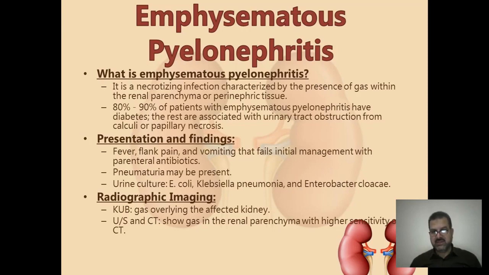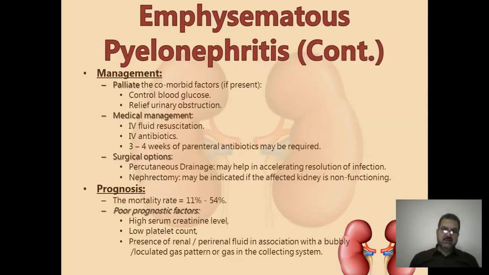Microorganisms will be E. coli, Klebsiella, and Enterobacter. By doing a KUB X-ray, you can find gas in the area of the kidney. Ultrasound and CT scan will also show the same findings. Management is very serious for this disease, because the mortality rate will sometimes reach 50% in these cases. And as I mentioned before, patients usually have comorbidities like diabetes mellitus or being immunocompromised.